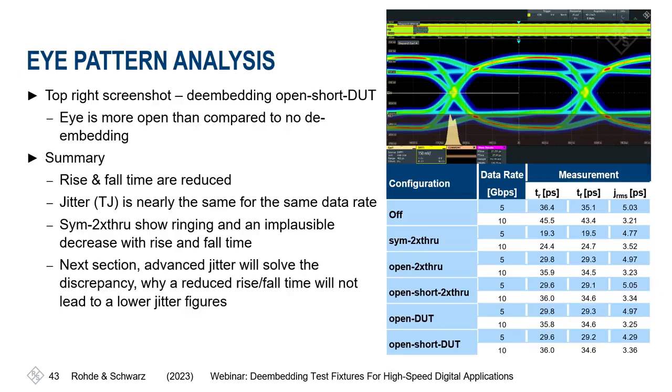In the next section, we're using advanced jitter, which will solve the discrepancy, because typically theory tells you if you reduce rise and fall times, the jitter will be reduced, but in this case, the total jitter is still very stable. So let's have a look at why this is happening. We're going to the advanced jitter analysis and look at the components it will display.